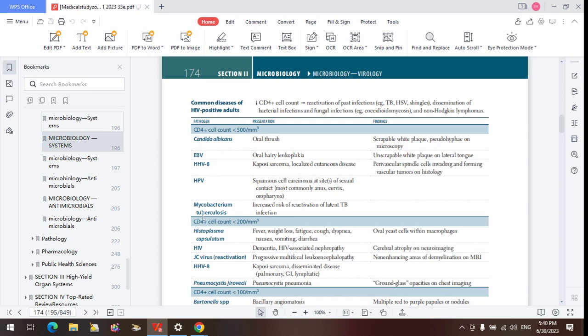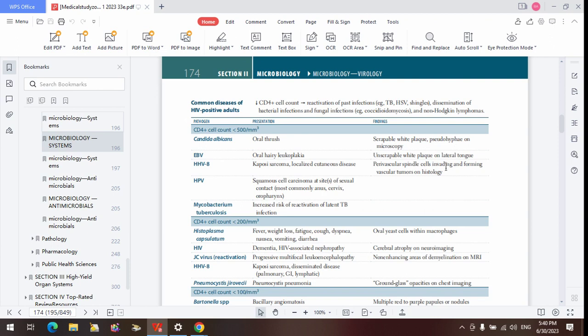For this CD4 count, the first two are very similar. Oral thrush and oral hairy leukoplakia are differentials. Someone with HIV, the first thing is oral thrush. The only difference is that oral thrush can be scraped off with a spatula: a scrapable white plaque with pseudohyphae on microscopy.